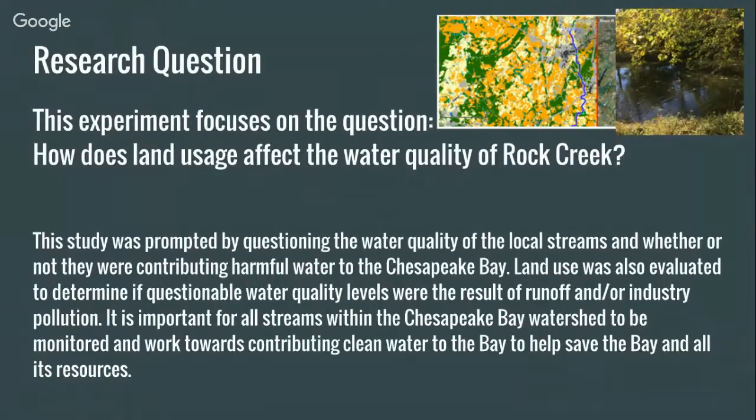Rock Creek is upstream of the Chesapeake Bay, so what happens in our water will end up contributing to the water quality of the Chesapeake Bay. We need to restore the bay to help save it and its resources.